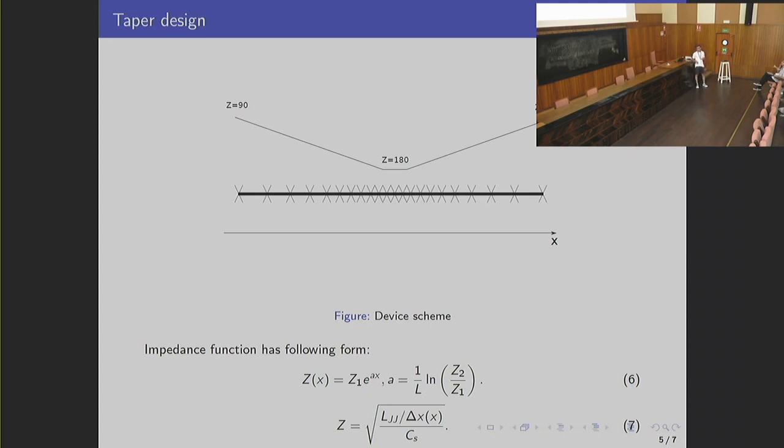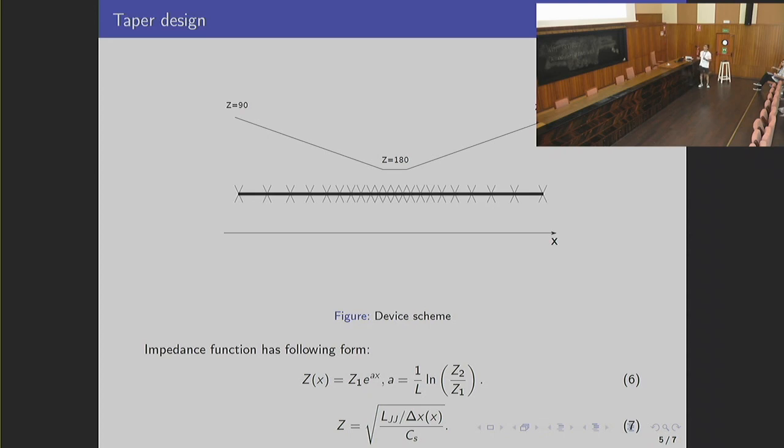To perform this impedance matching, we use an idea from electrical engineering: the taper. A taper is a thing that smoothly changes impedance from one value to another. Here is an example; the simplest taper that exists is the linear taper. So what we offer is to make a taper with Josephson junctions.